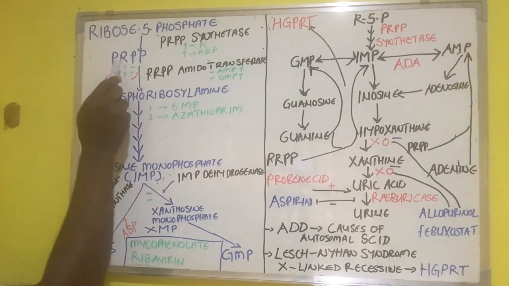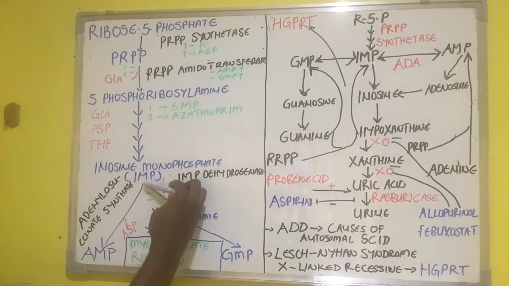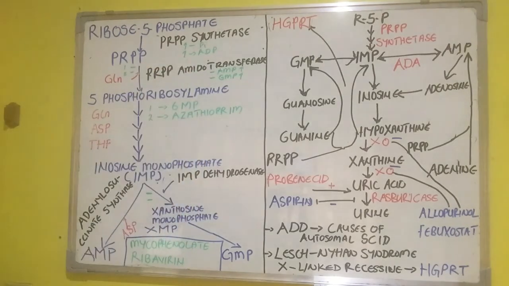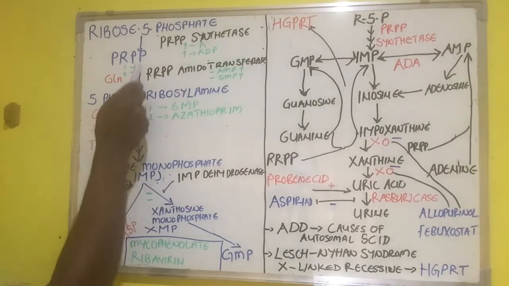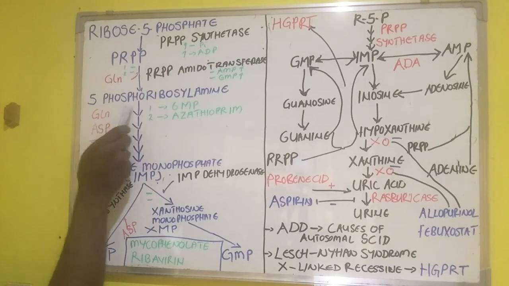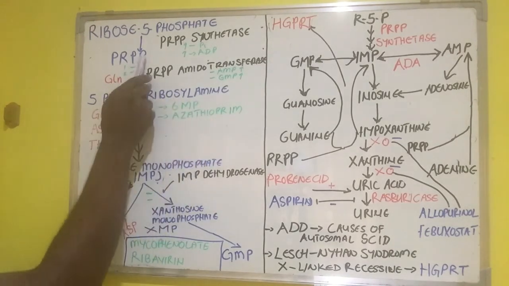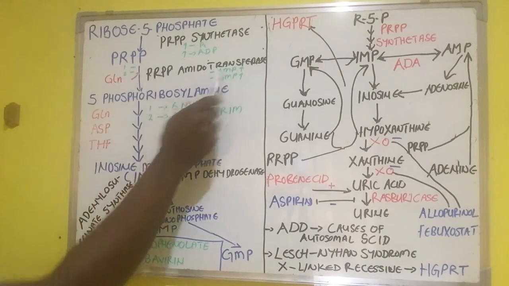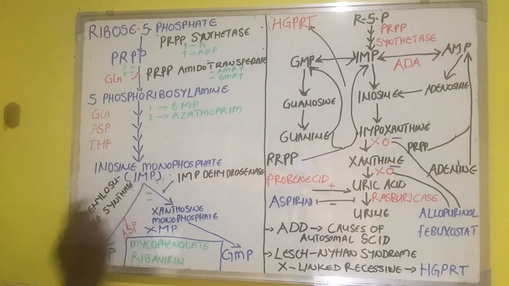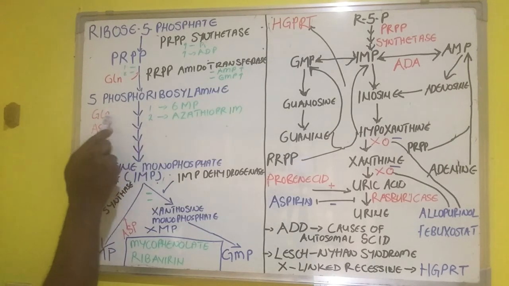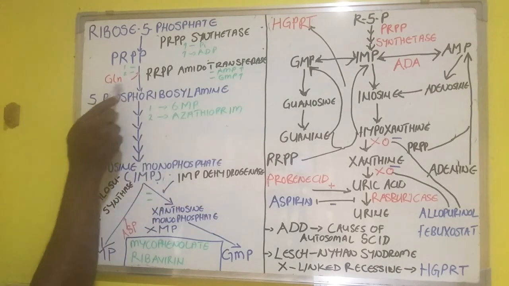I said PRPP is converted to IMP, but in between PRPP and IMP there are also some intermediate elements. PRPP is converted to 5-phosphoribosylamine, and this conversion is assisted by PRPP amidotransferase. Then 5-phosphoribosylamine proceeds to IMP. Between PRPP and 5-phosphoribosylamine, glutamine comes in.